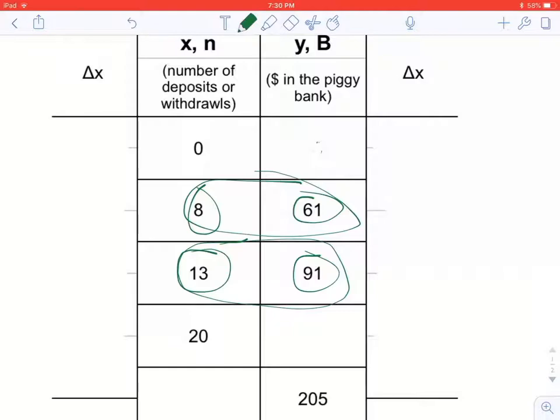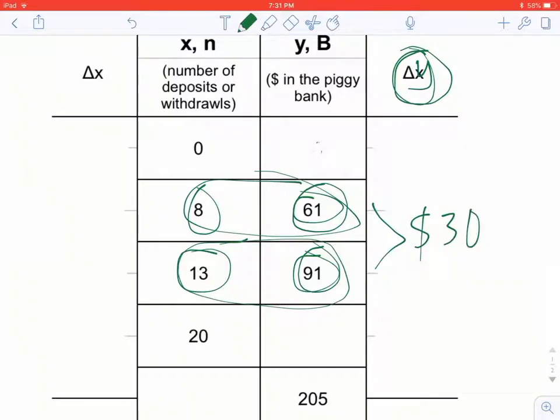The way we always do that is we look at how things are changing. If we're trying to figure out rate of change, it only makes sense that we figure out the change. And remember, delta x means the change. Oh, whoops, that should say delta y. That means we should do the change in y, so that's the change in money. I'm going from $61 to $91, so that money is increasing. And 91 minus 61 is $30. So it increases by $30.